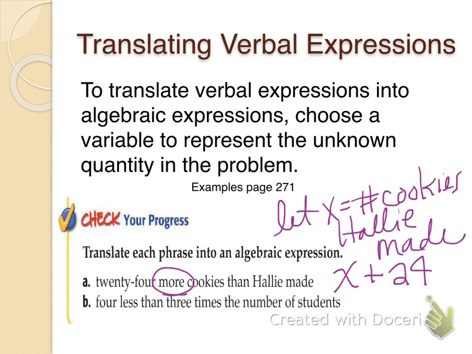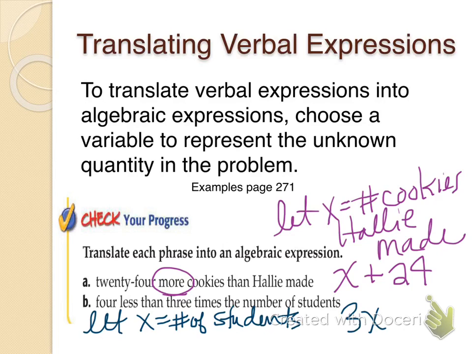All right, in the second example, 4 less than 3 times the number of students. We don't know the number of students, so I'm going to say let X equal the number of students. Now, our key words here, 4 less than 3 times the number of students. Remember, 4 less than means I want to take that 4 away. So I want to start with 3 times the number of students, so 3x, and I'm going to take away 4 because it's 4 less than 3 times the number. So it's got to be at the end, 3x minus 4.